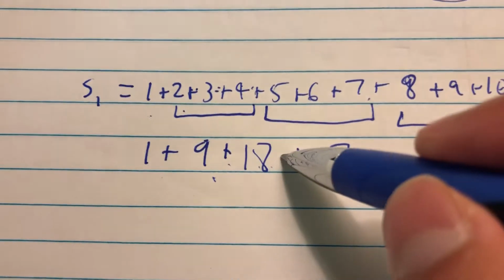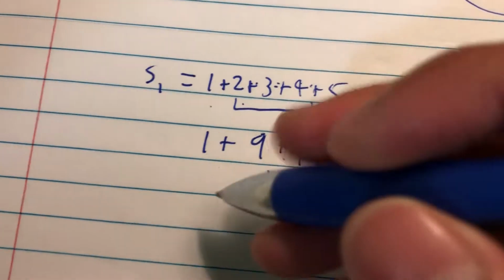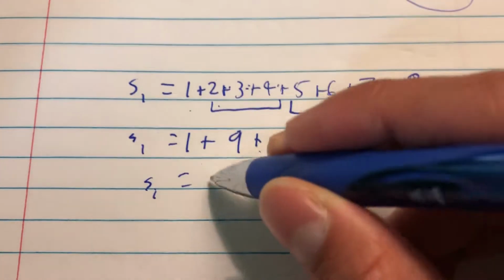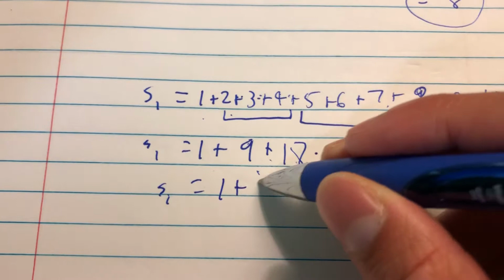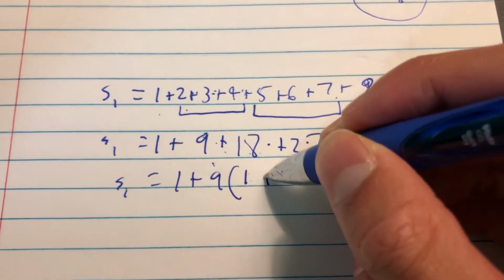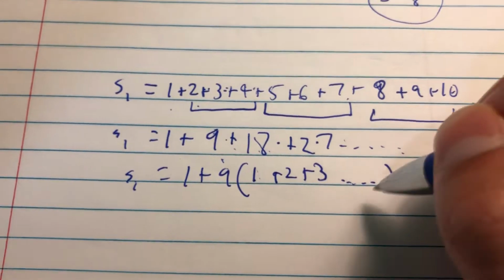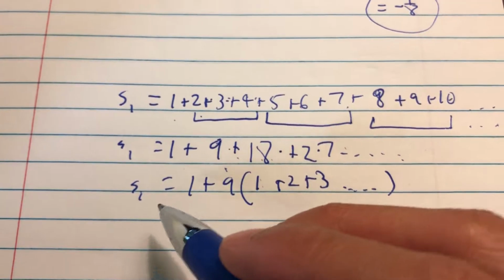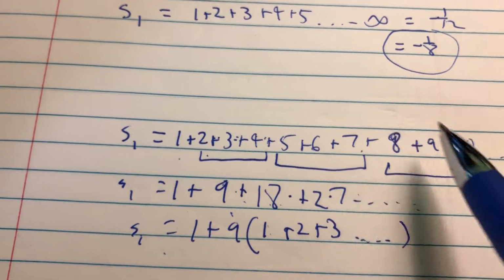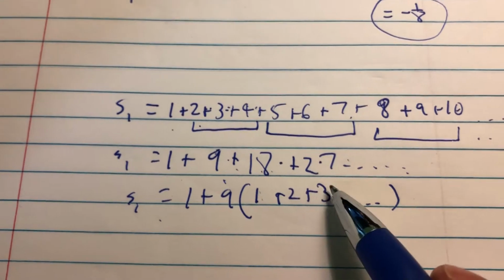And if we have multiples of 9, we can just take a 9 out of all of these. Let me include this S1. So then we have 1 plus, taking out our 9, 9 times 1 is 9, 9 times 2 is 18, 9 times 3 is 27. It's going to keep going on and on forever, because it's infinity. So we have S1, this infinite sum, 1 plus 2 plus 3 plus 4 all the way down, is equal to 1 plus 9 times 1 plus 2 plus 3 all the way down.